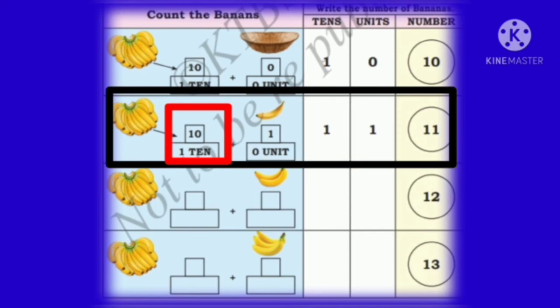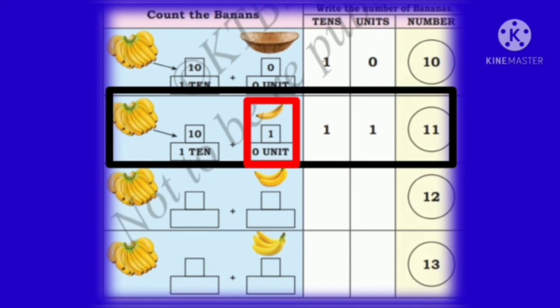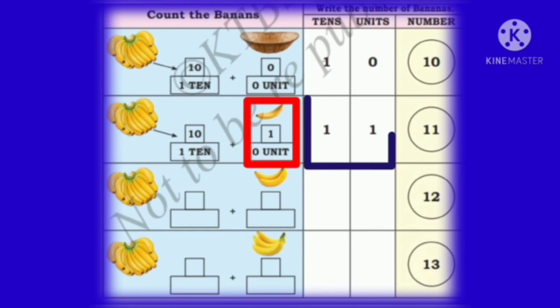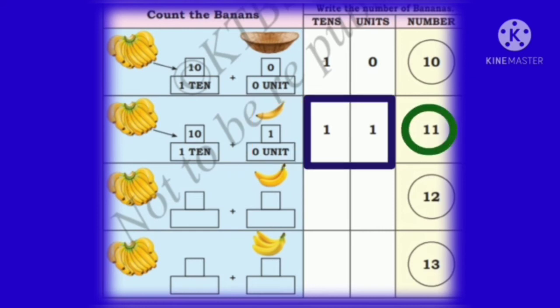Next there is only 1 single banana. So we will write 1 in units place. 1 and 1 can be written as 11. Therefore they purchased 11 bananas.